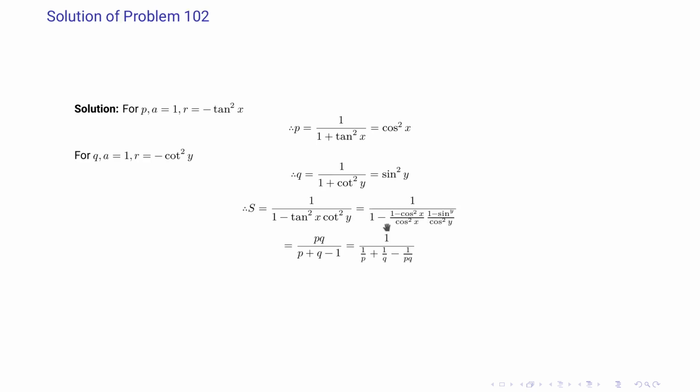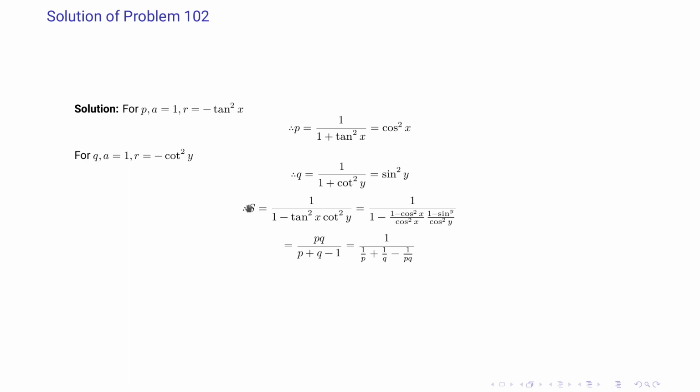So for p we have first term as 1 and r is equal to minus tan square x. So p becomes 1 by 1 plus tan square x, which is nothing but cos square x, because 1 plus tan square x is sec square x and 1 by sec square x will be cos square x. For q we have a is equal to 1 and r is equal to minus cot square y. So similarly it becomes sin square y, because 1 plus cot square y will be cosec square y, 1 by cosec square y will be sin square y.